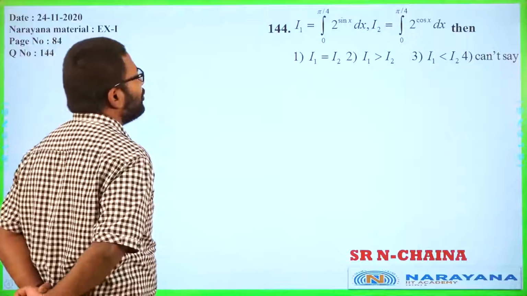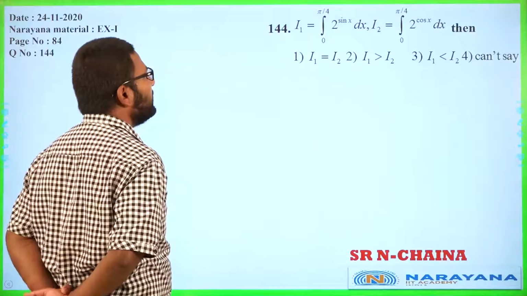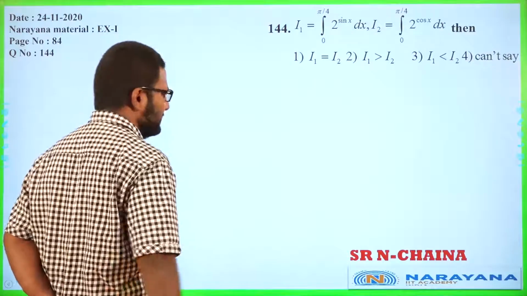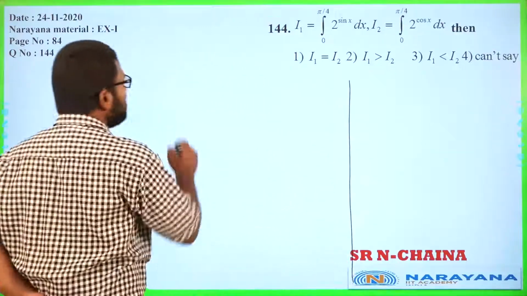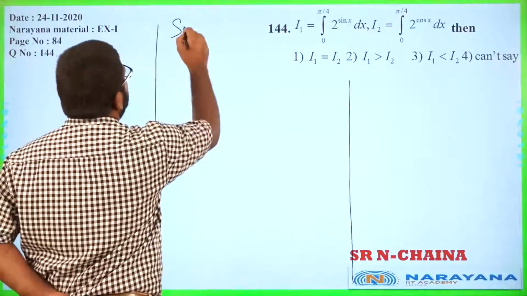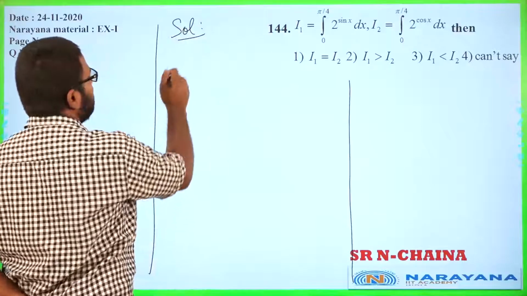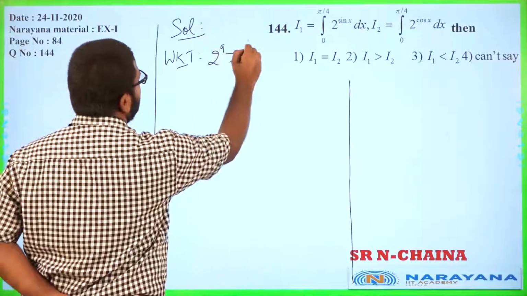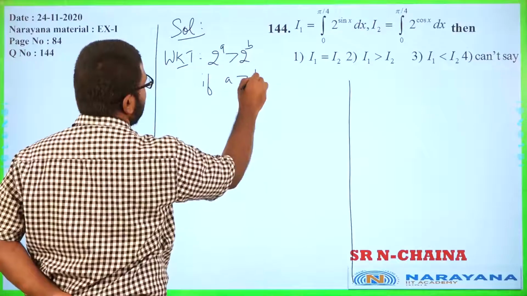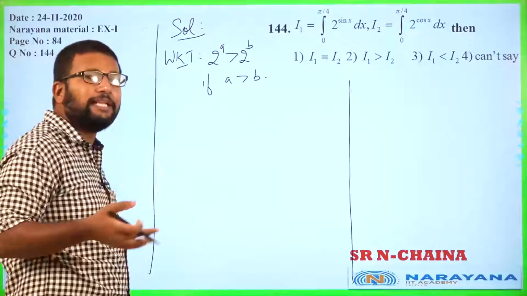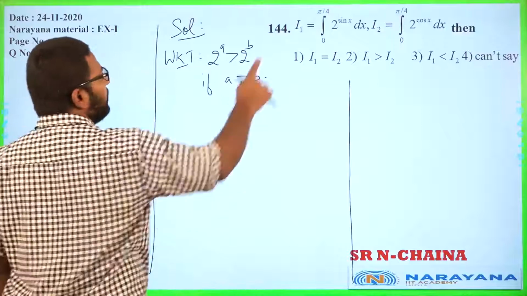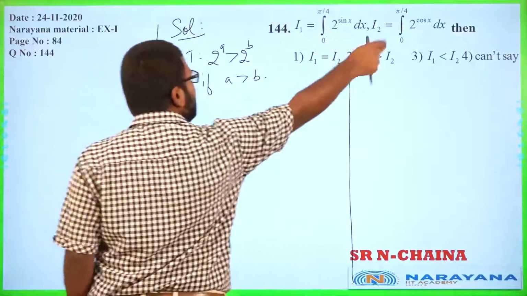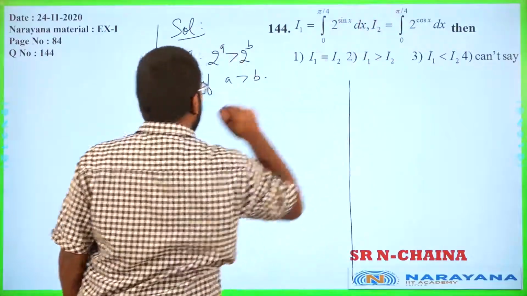I1 is the integral from 0 to pi by 4 of 2 raised to sin x dx. I2 is the integral from 0 to pi by 4 of 2 raised to cos x dx. Once again, we know that 2 raised to a is greater than 2 raised to b if a is greater than b, because 2 raised to x is an increasing function. Since the limits are the same, we should just compare the powers.